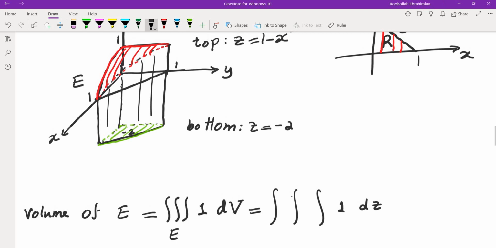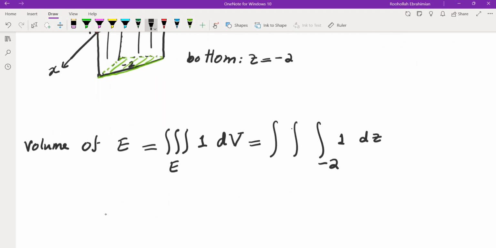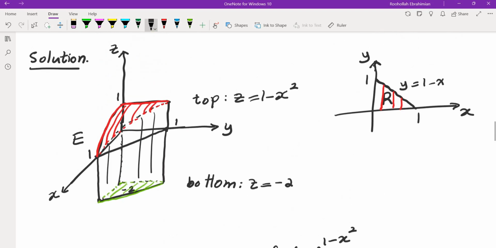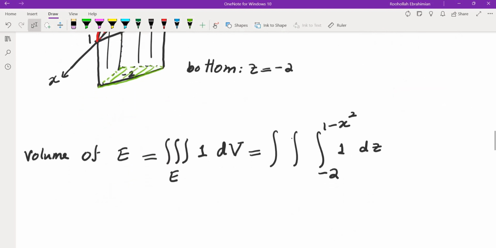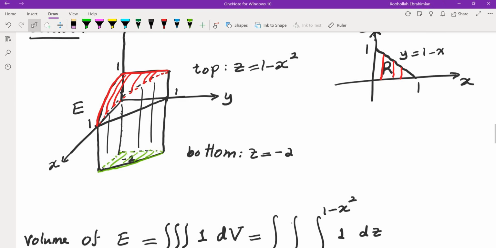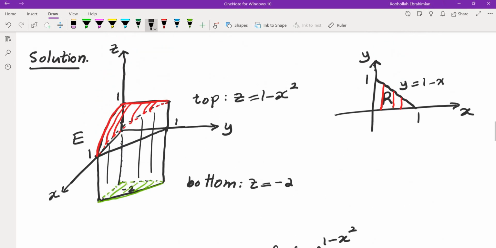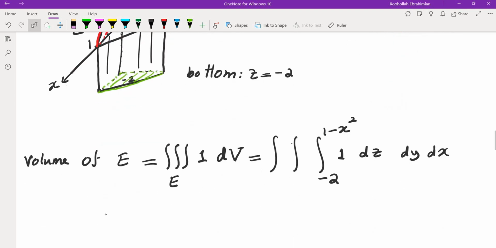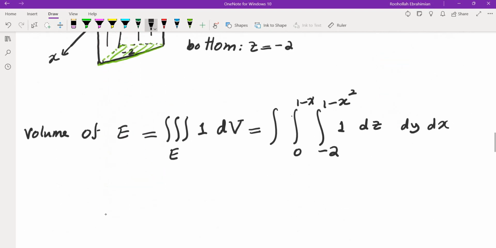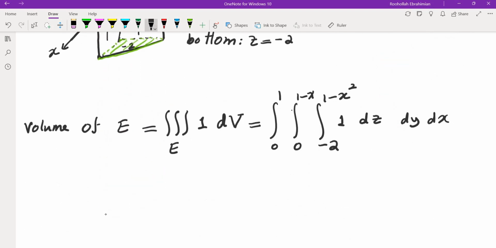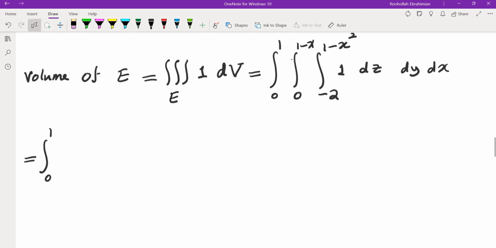So the limits of z are going to be the bottom, which is -2, the top, which is 1 minus x squared, and then we look at the region R and we set up the limits of integration. Since this region is horizontally simple and vertically simple, we can do dy dx or dx dy. Limits of y are bottom to top. Bottom is 0. Top is 1 minus x. Limits of x are 0 to 1. Left to right. And now the rest is just evaluation of the integral.